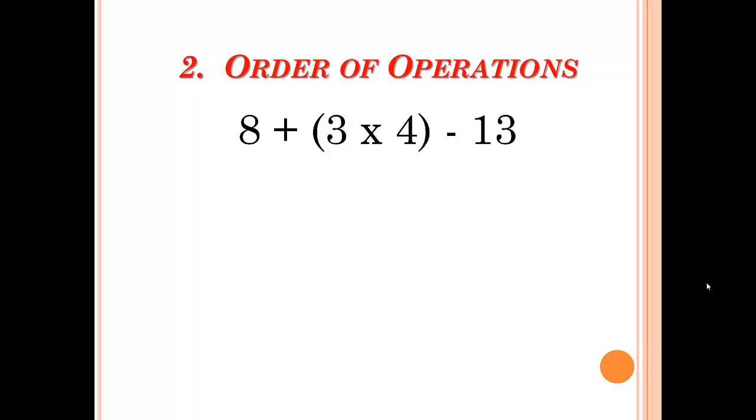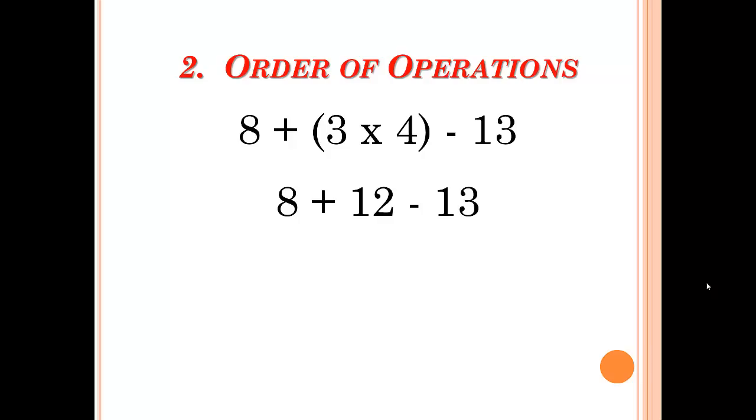Now for our second problem. We have 8 plus the quantity 3 times 4 minus 13. Our first step is to do parentheses. So first we will do 3 times 4 because that is in parentheses. 3 times 4 is 12. So now we have 8 plus 12 minus 13.